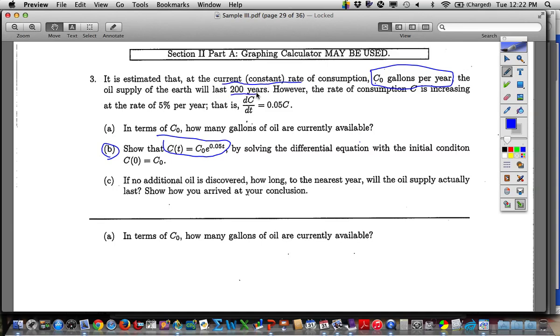So how many gallons do we have? No, it actually is not an integral of what, though? No. You see, because this is if the rate is changing. This is what's going to happen in the future. This is saying that if we continued at our current rate, the oil will last 200 years. So under that assumption, the rate's not going to change. It's going to stay C sub 0. And if it does, we'll have 200 years' worth of oil. So how do we find the gallons for that?